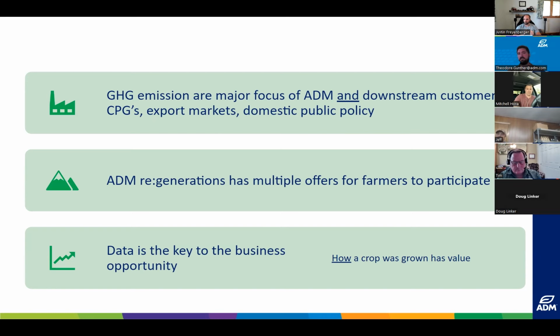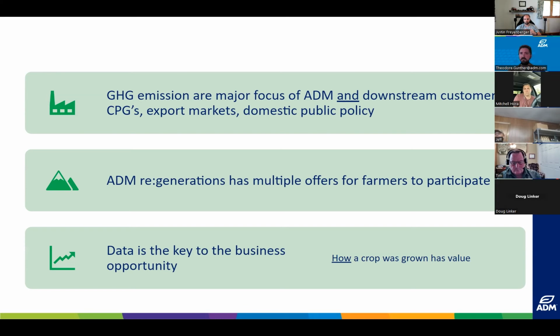What our programs are set up to do is to offer farmers a simple way to participate and be compensated for the changes they're making, or what they're doing on their farm, that can satisfy this downstream demand. And I think, Mitchell, what you've been consistent on, and what that last point is, data is the key here to this opportunity. These aren't as tangible as a load of corn or a load of soybeans or a barge of one of those, for that matter.